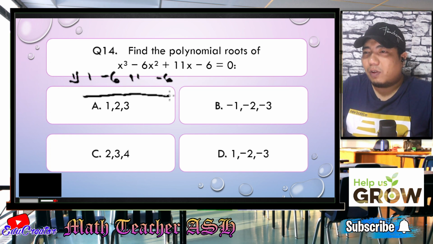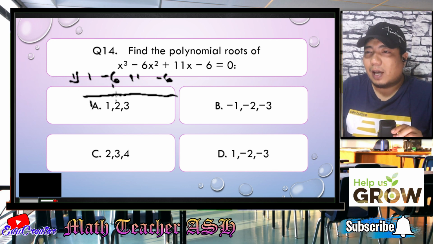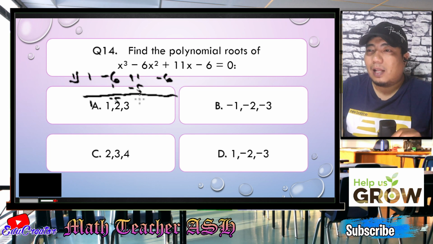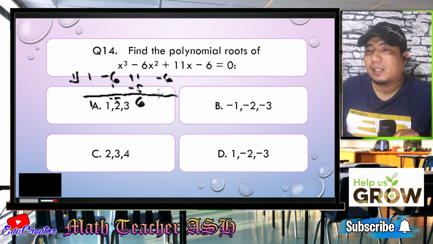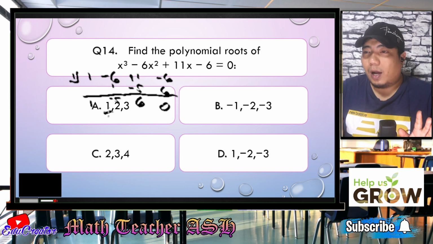So if we make our synthetic division, bring down 1, times 1, that is 1. So if we add, this will become negative 5. Negative 5 times 1, that is negative 5 again. And if we add this, that will become positive 6. So 6 times 1, that is 6. So therefore, we have no remainder. Therefore, we can say that 1 is a factor. Okay, so 1 is a factor.